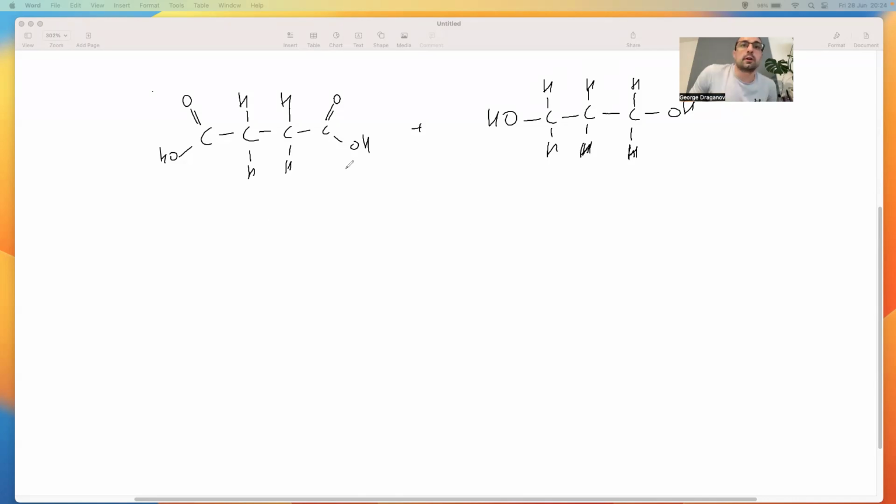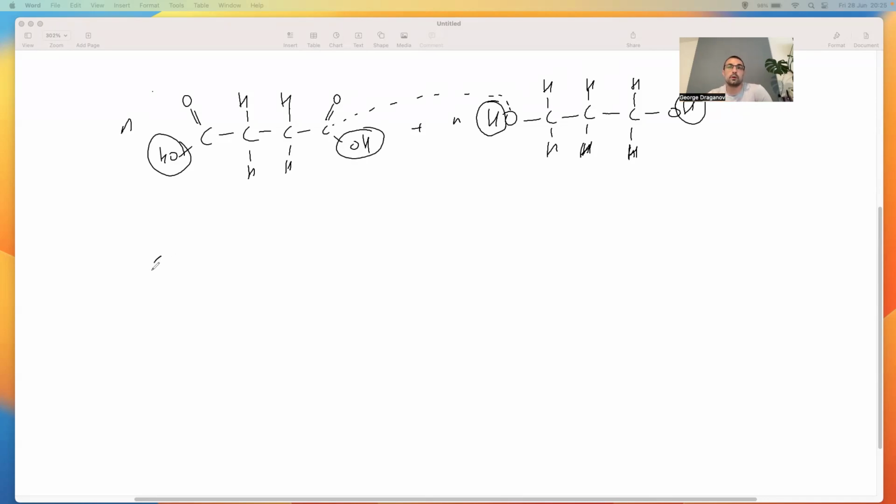Now, look at the essential part. Take the OH off from both sides. I'll just put the N. Remove the OH from the carboxylic acid. Remove the H from both sides of the alcohol. And simply link your carbon to your oxygen, drawing everything else as it is.